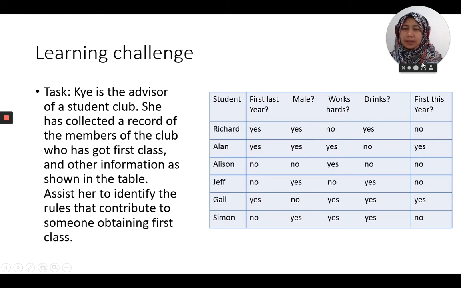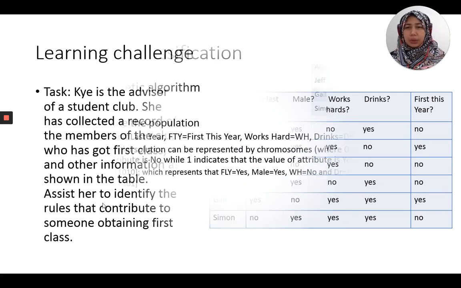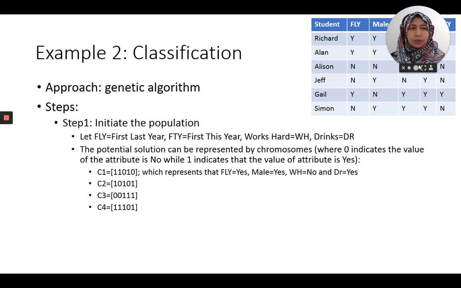Now Kai is playing the role of the advisor of a student club, and she has collected this information. And you are asked to assist her to identify the rules that contribute to someone obtaining first class. You might think that you have seen this table before. Exactly. So I want to illustrate to you how genetic algorithm can be used to solve the same problem.